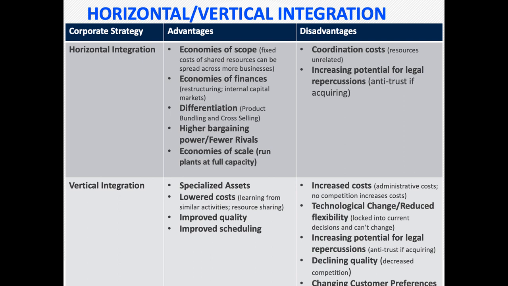The first is that by vertically integrating, the quality of your product could counterintuitively go down. Having firms being forced to compete can actually make products better. If you have just one supplier for your inputs and that supplier is you, then the quality of that input could actually go down.